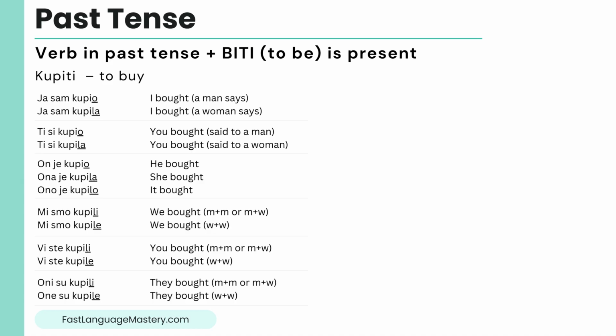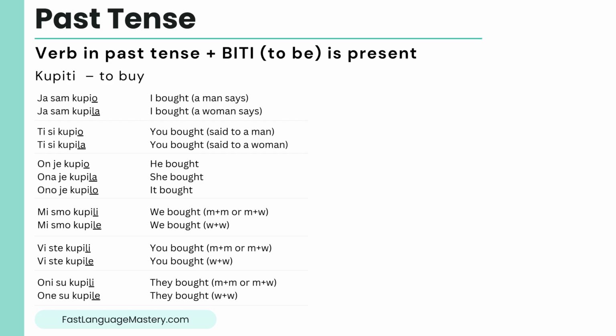As you can see, for masculine the ending is o. The feminine ending is la here, and we put sam. Sam means I am. Literally it means I am bought, you are bought, he is bought. This is how past tense works in Serbian language. We have to put the verb to be in between.